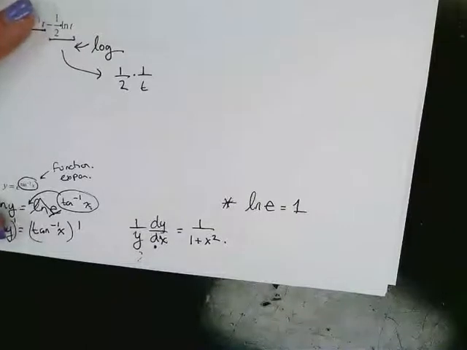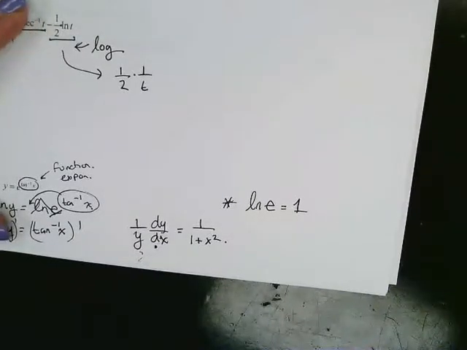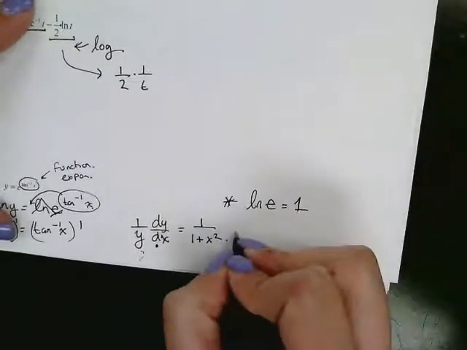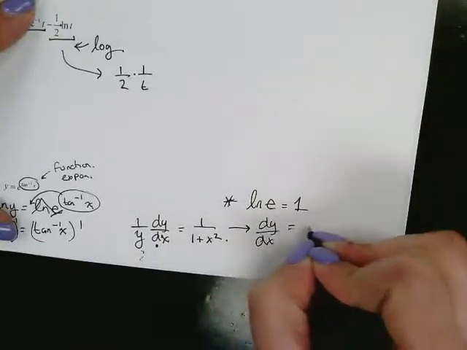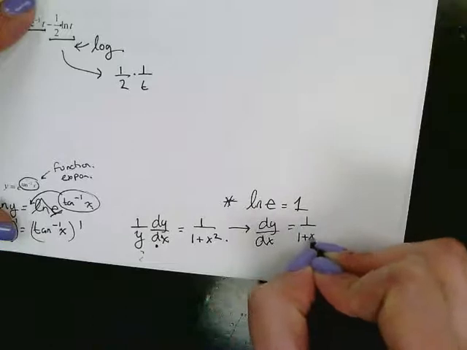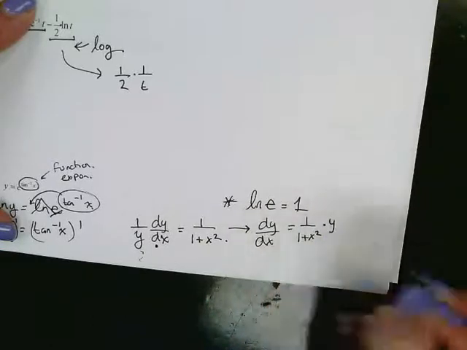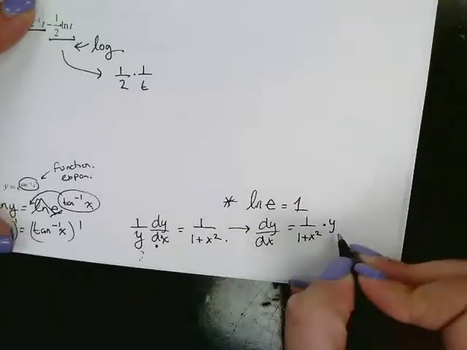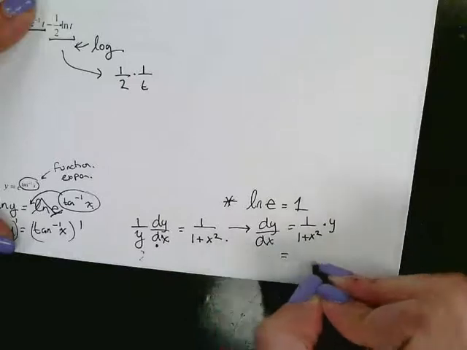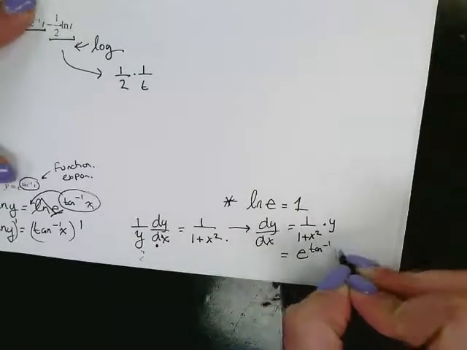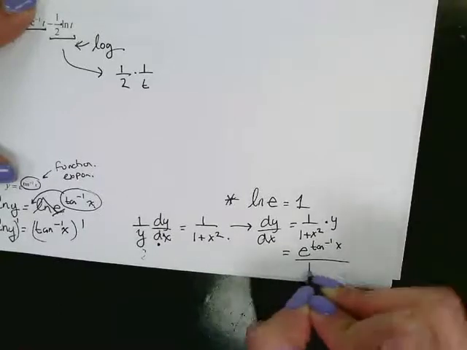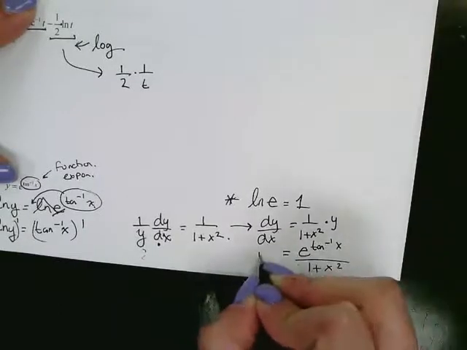So let's just really quickly do this one actually. So keep going. You get dy dx equals 1 over 1 plus x squared times y. But instead of the y here, I'm going to plug in my e to the inverse tangent of x over 1 plus x squared, and that's my dy dx.